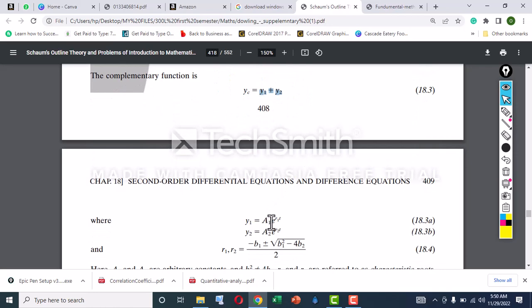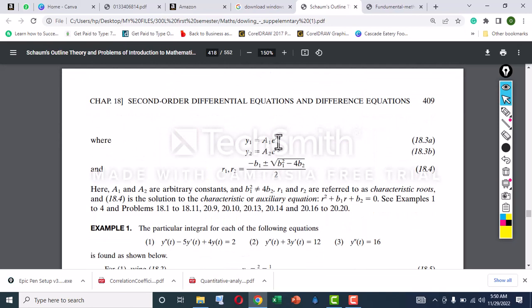y1 is a1, that capital letter A we normally don't change, e raised to power r1t. y2 is a2 e raised to power r2t. The both of them are still the same thing though. It's just that one is carrying 1 and one is carrying 2. But the question still remains. Yes, we know t is one of our answers. It's going to just remain as t. But this r, what is r1 and r2? That is why r1 and r2 have a formula. Yeah, I know it's getting complicated, but it's simple.